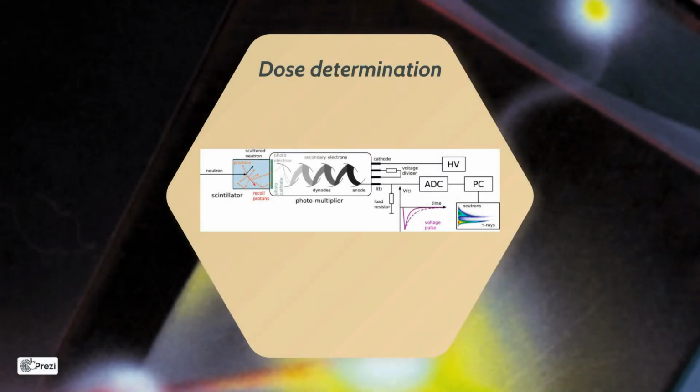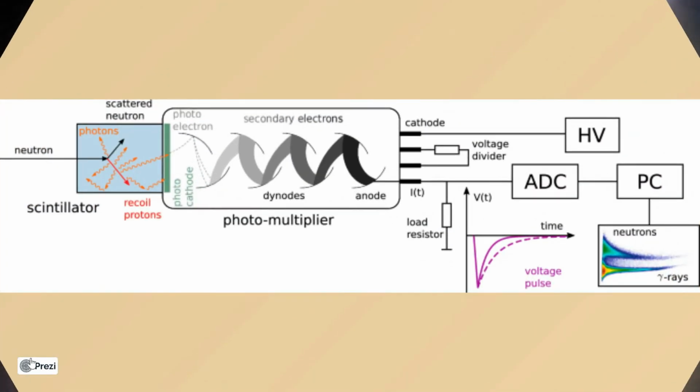Thus, determination in scintillation dosimeters is based on the scintillation of light and the multiplication of electrons inside the photomultiplier tube. First, let's have a close look at the components of the dosimeter. The first component is the scintillator. The second component is the photomultiplier tube, which consists of the photocathode, dynodes, and anode. This photomultiplier tube is attached to the high voltage supply and the voltage divider. The last component is the signal reader.